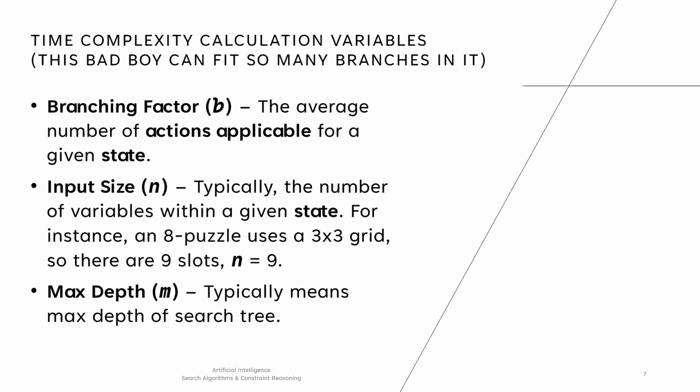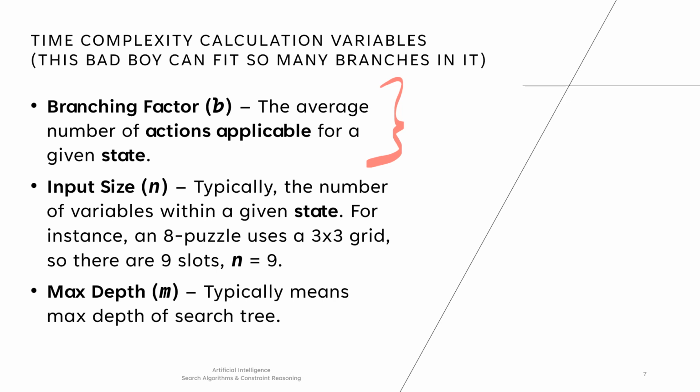So branching factor, this is the average number of actions applicable for a given state. So going back to our 3x3 slot sliding puzzle, for instance, the average branching factor is going to be anywhere from like 1 to 4, because you can slide in any direction, left, right, up, or down, but then there's some in the corners, so they might not be able to move. So the branching factor probably is somewhere like a 3 point something.